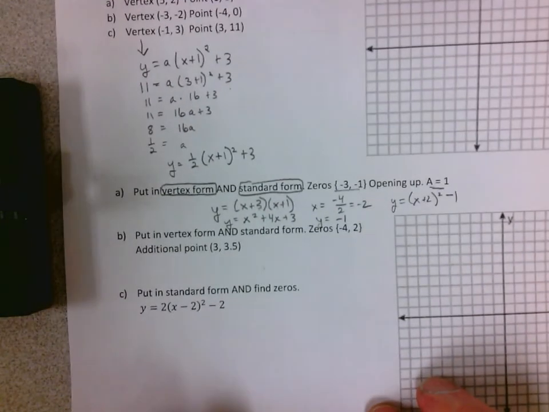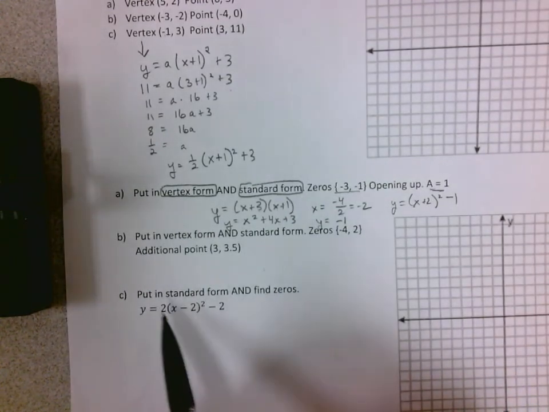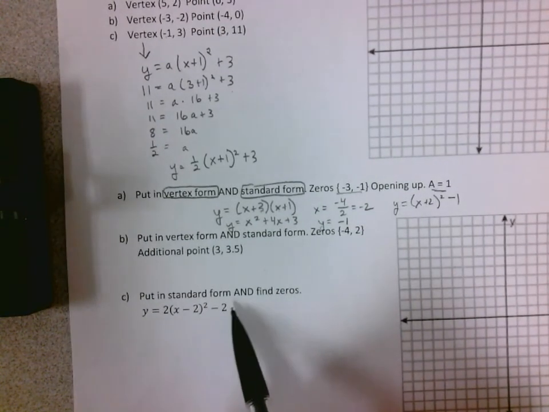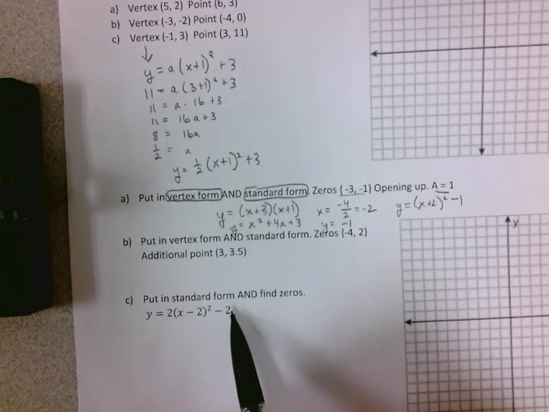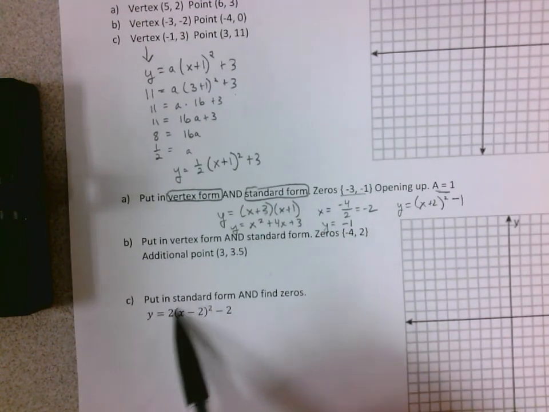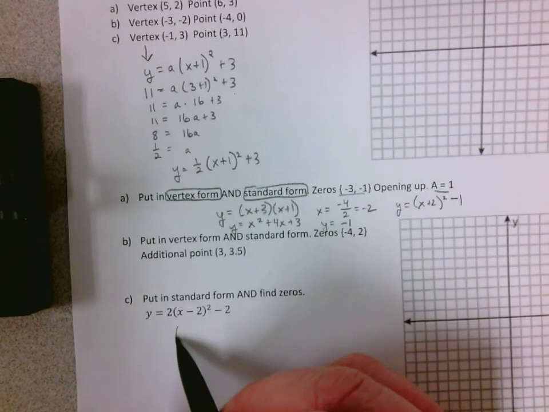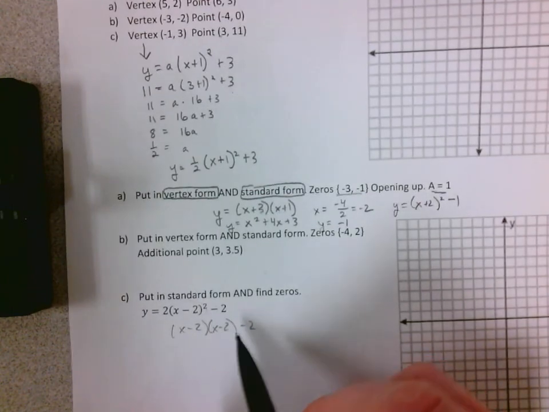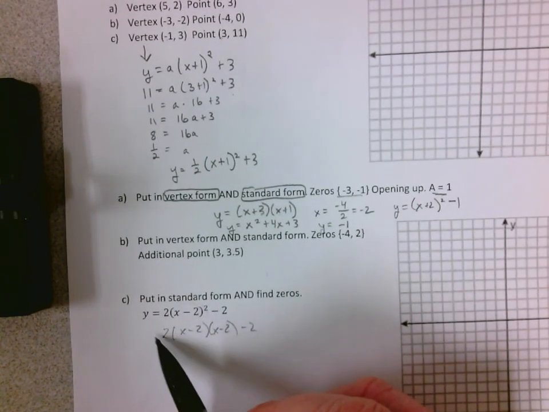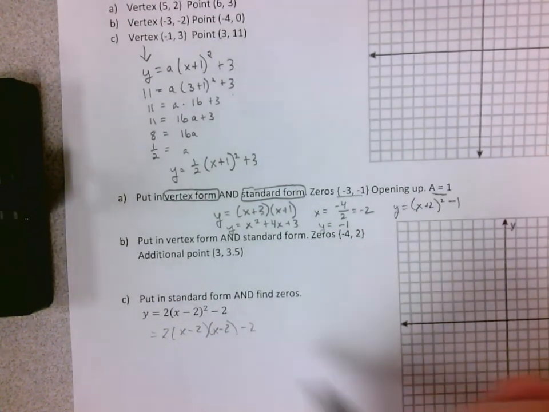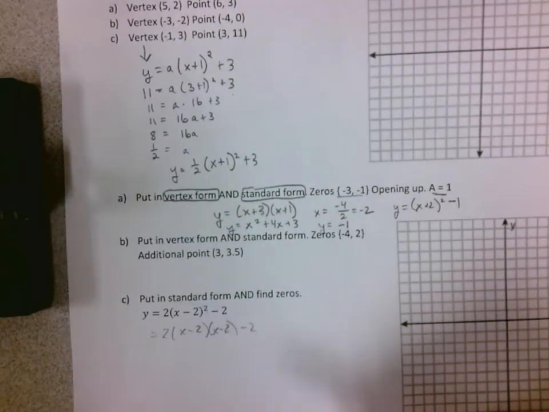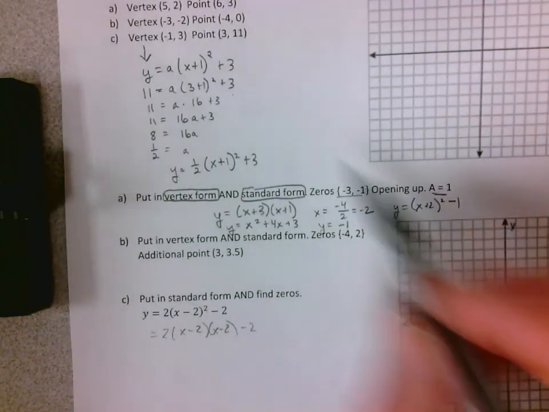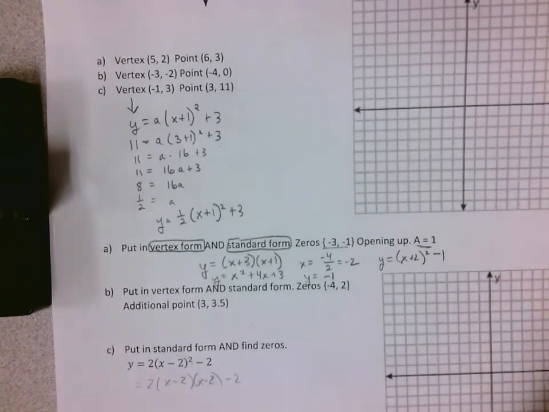The last question, I'm not going to do it, but I'm going to talk about it. Put in standard form and find zeros. So put it in standard form, just multiply this out. Make sure you multiply your binomial this way or use your shortcut. To find the zeros, then you need to factor it and set the factors equal to 0. And all of these graphs you're going to sketch on the axes that are given.